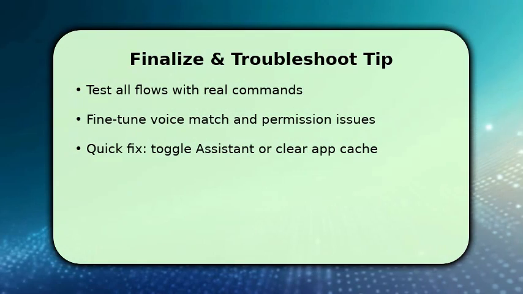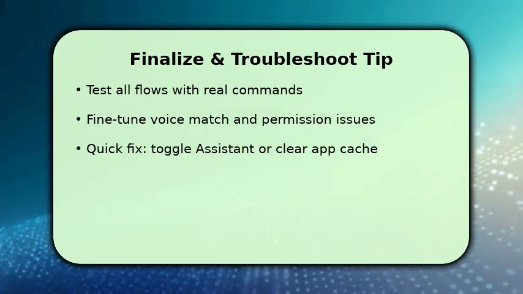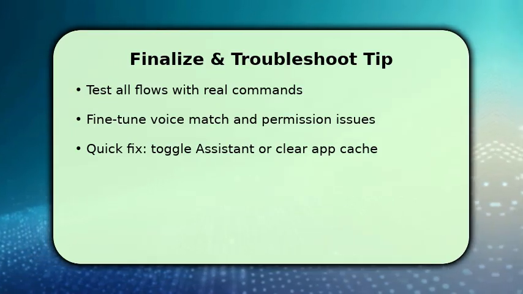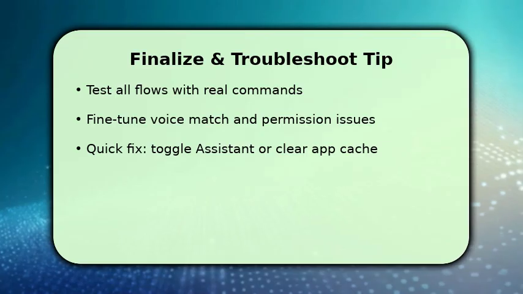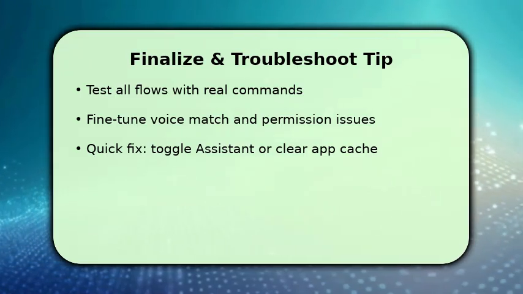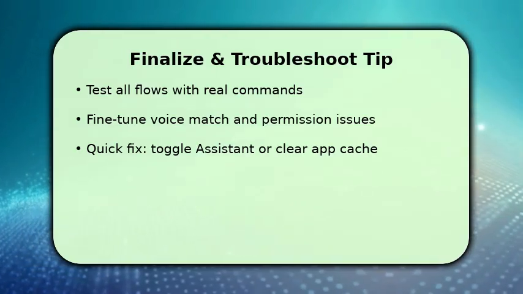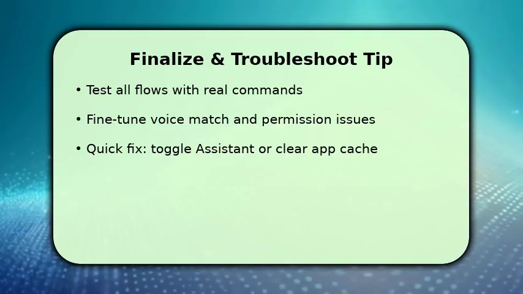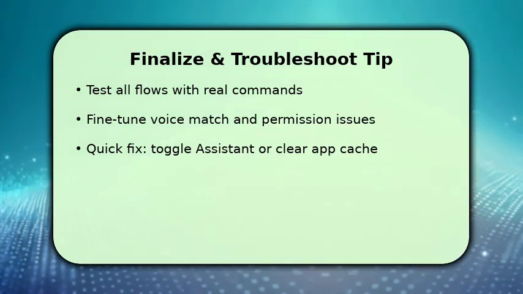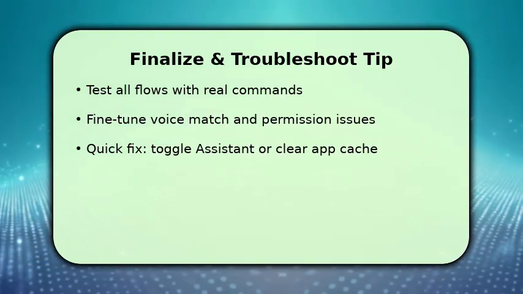Finish by testing end-to-end flows, call, text, navigation, and smart home control using the exact phrases you'll use daily. Once done, tweak voice match and confirm all permissions if something fails. If Assistant misses commands or won't control apps, restart the Assistant and the phone and clear the Google app cache to resolve recognition glitches. If problems persist, re-record voice match and recreate the shortcut. This usually fixes mismatches and restores Siri-like behavior in minutes.